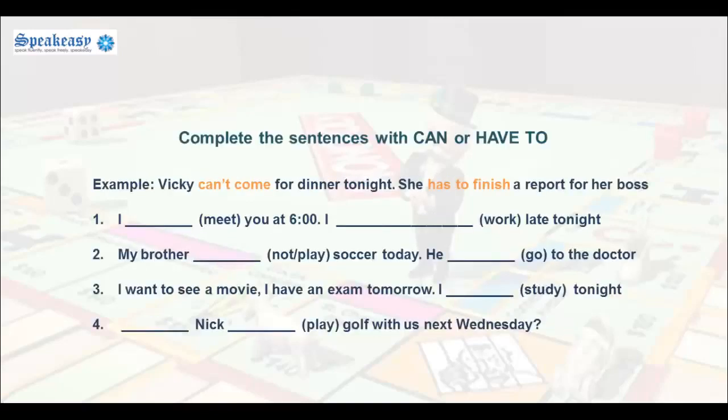Complete the sentences with can or have to. For example, Vicky can't come for dinner tonight. She has to finish a report for her boss.